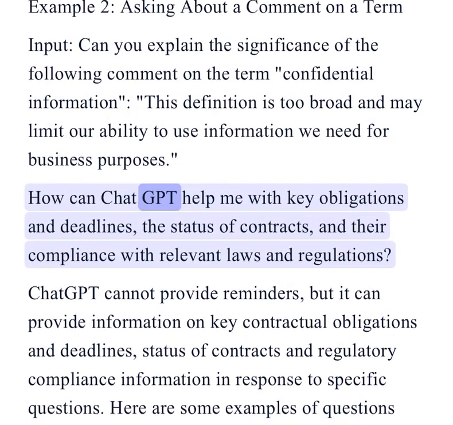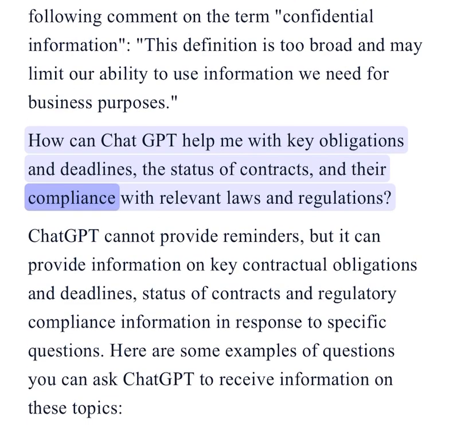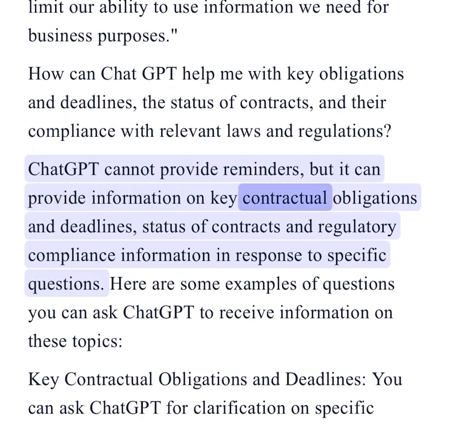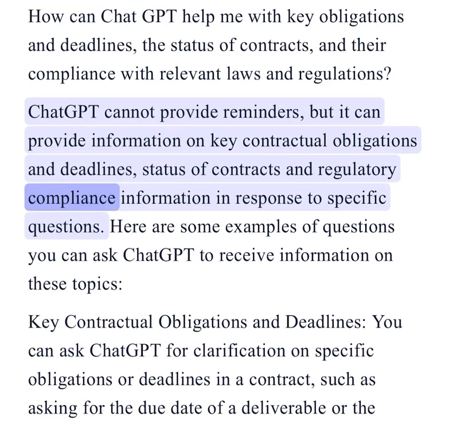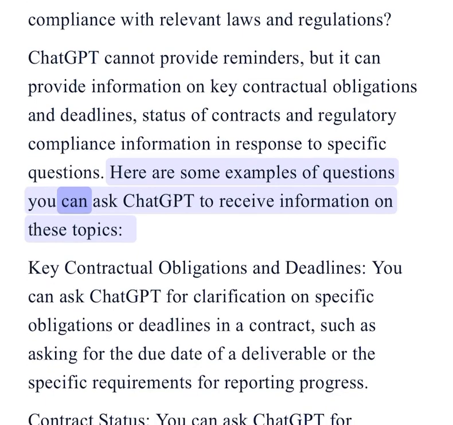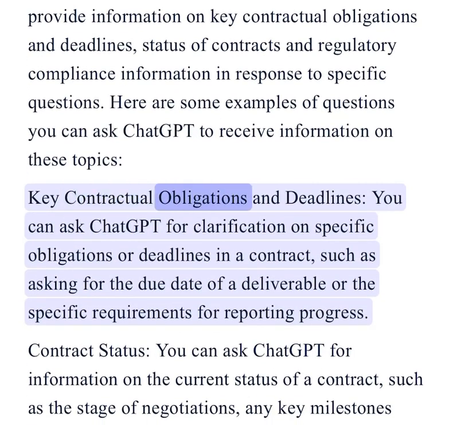How can ChatGPT help me with key obligations and deadlines, the status of contracts, and their compliance with relevant laws and regulations? ChatGPT cannot provide reminders, but it can provide information on key contractual obligations and deadlines, status of contracts, and regulatory compliance information in response to specific questions. Here are some examples of questions you can ask ChatGPT to receive information on these topics. Key contractual obligations and deadlines.